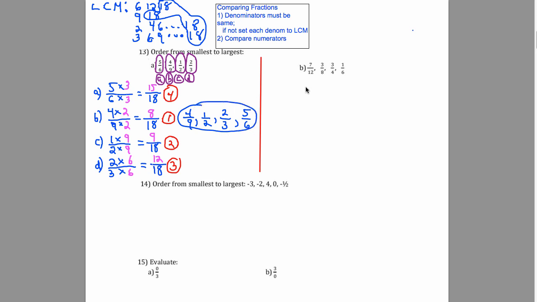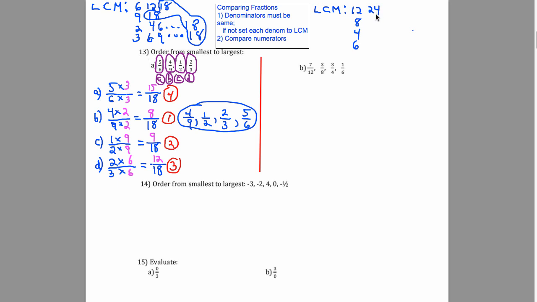Let's begin working on part B. Well, we see the denominators are different, so we're going to have to find the LCM as we did in part A. I'll write down my denominators: 12, 8, 4, and 6. 2 multiples of 12 are 24.